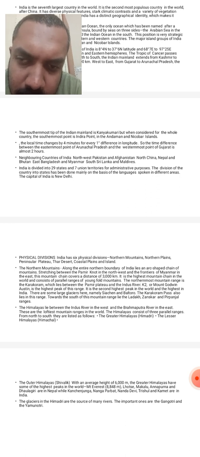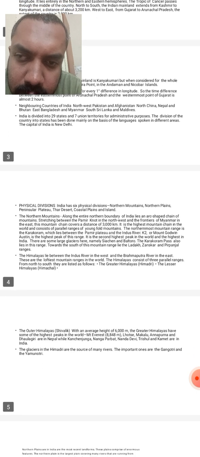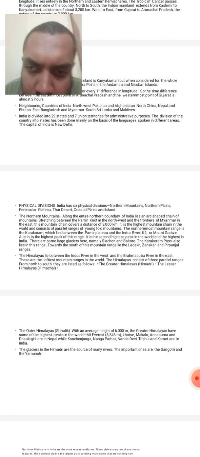The northern mountains. Along the entire northern boundary of India lies an arc-shaped chain of mountains stretching between the Pamir Knot in the northwest and the frontiers of Myanmar in the east. This mountain chain covers a distance of 3,000 km. The Himalayas lie between the Indus River in the west and the Brahmaputra River in the east.